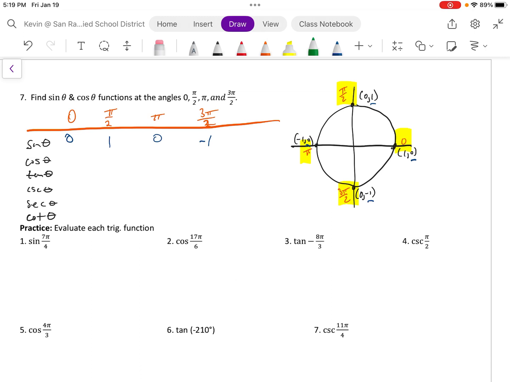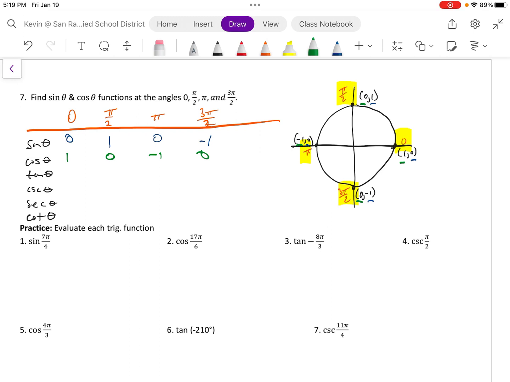Now we'll look at cosine. So cosine is the x, because again, unit circle, our radius is 1, so it's x over radius. X is 1, radius is 1, so that's 1. And then up here, our x value is 0. And for pi, our x value is -1. For 3 pi over 2, our x value is 0. So cosine of pi over 2 is 0 because that's the x value.